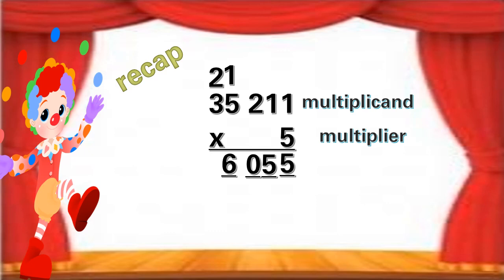5 times 3 equals 15. 15 plus 2 equals 17. Regroup 17 as 7 10,000 and 100,000. Place your 7 10,000 under your 10,000s column and your 100,000 under your 100,000s column. Your product is 176,055.